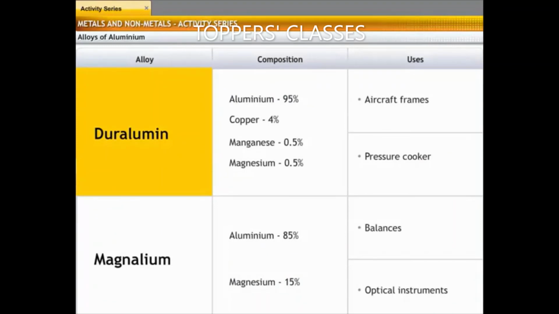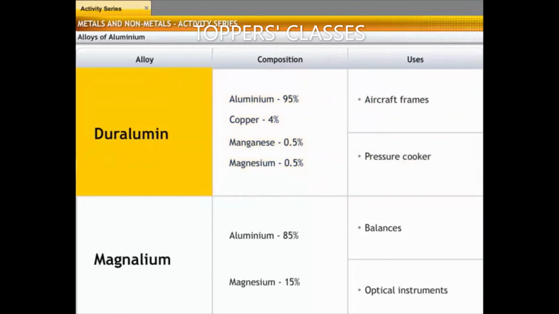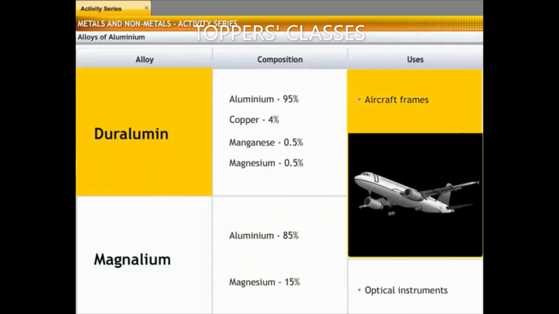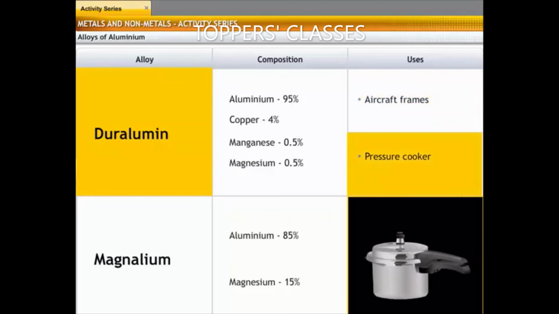Duralumin is a light and tensile alloy of aluminium. Duralumin is composed of 95% of aluminium, 4% of copper, 0.5% of manganese and 0.5% of magnesium. Let us look at some of the common uses of duralumin. Duralumin is widely used in the aircraft industry. This is because of its lightness and other desirable physical properties. It is also used in making pressure cookers to withstand high temperatures.